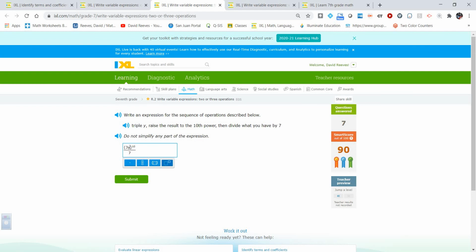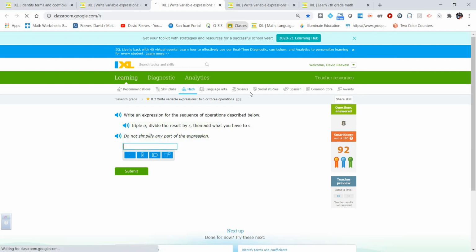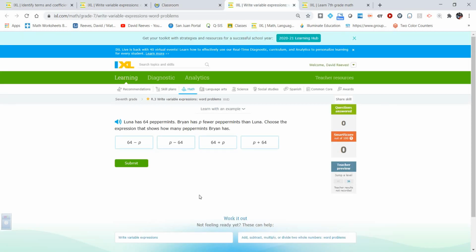Okay, so because I put parentheses, it's going to do the multiplication, then the exponent, and then it's going to do the division. Multiplication, exponent, and then the division. All right, last one, R3, write expressions for word problems. So this is going to be very similar to what we're doing, except we're doing it off of word problems.